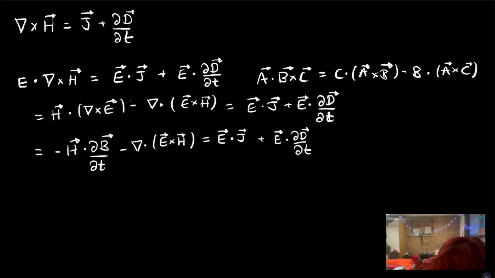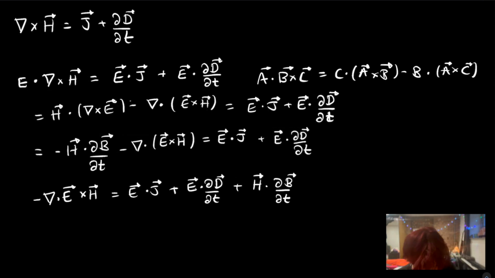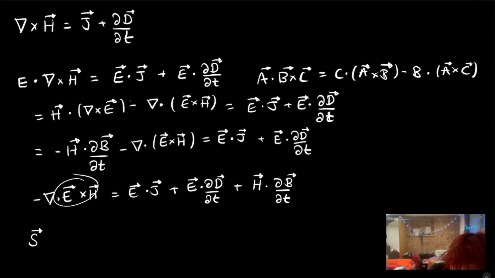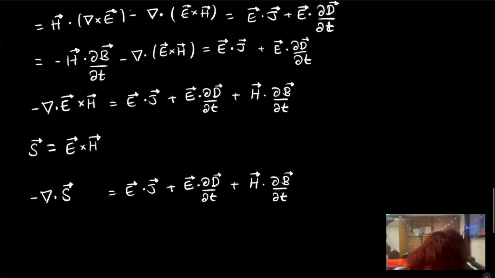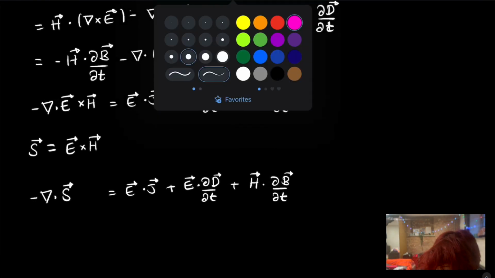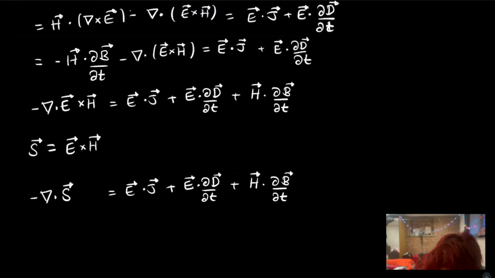And so rearranging for this term right here, and you'll see why we're doing this in a moment, we get this result right here. And what I'm going to do is define this quantity S right here as being equal to the cross product between E and H. So all we're going to do is substitute in S for this right here. And so we get this rather long result, but this is actually quite an interesting finding.